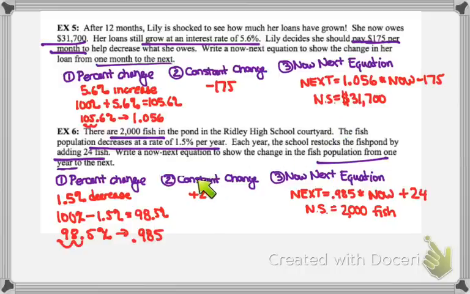Looking at example 6, our percent change is a decrease, so here we subtract it. When I convert to a decimal, I should get 0.985 as my percent change. I have a constant change. The school is adding 24 fish, so that's a positive 24. And when I put it all together, that's the equation I should get.